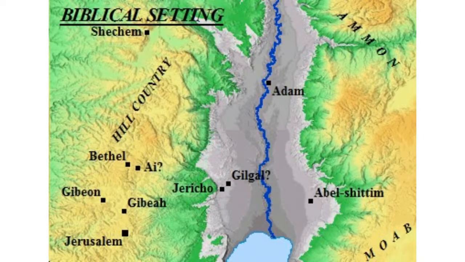It says, now when they had finished circumcising all the nation, they remained in their place in the camp until they had recovered. Then Yahweh said to Joshua, today I have rolled away the shame of Egypt from you. So the name of the place is called Gilgal to this day. There are several Gilgals in the scripture, but that's the big one right there. While the sons of Israel camped at Gilgal, they celebrated the Passover on the evening of the 14th day of the month on the desert plain of Jericho.